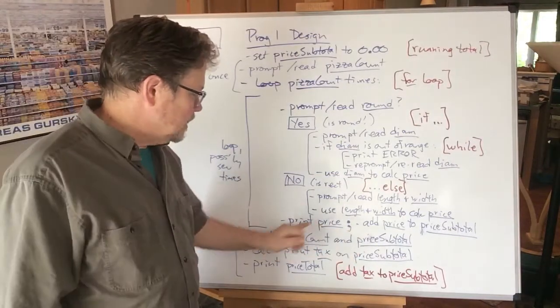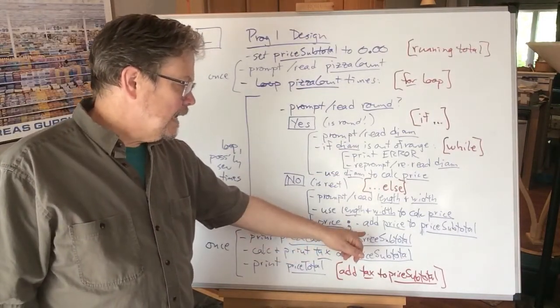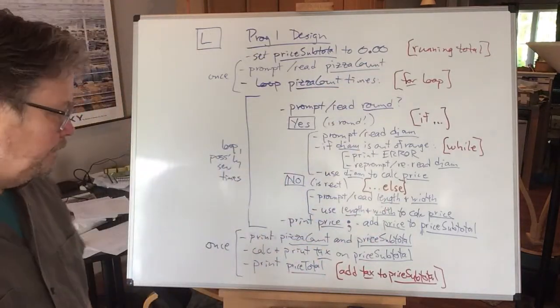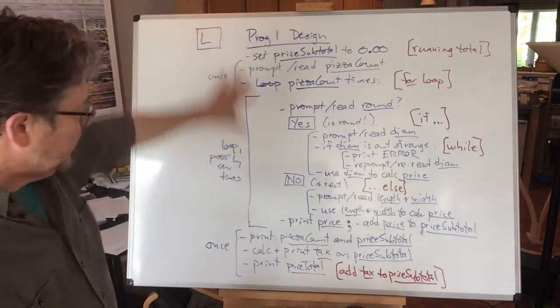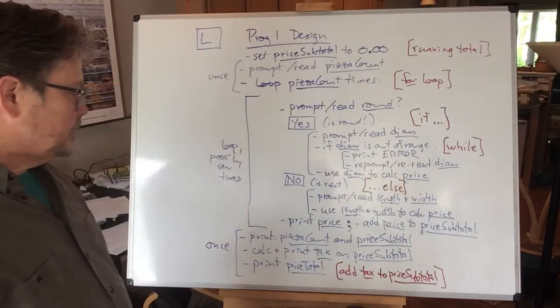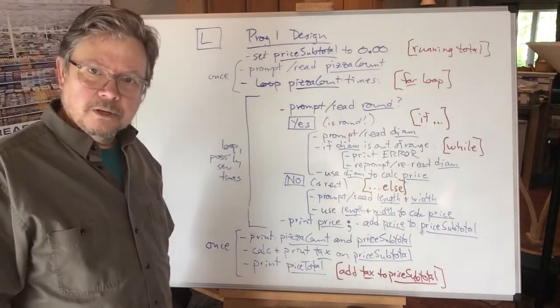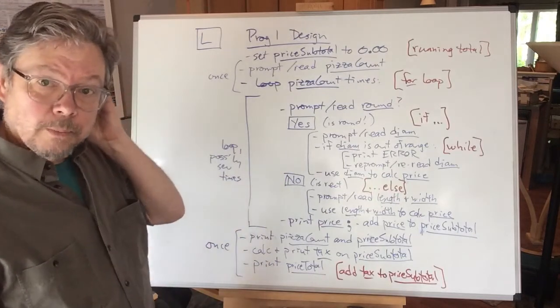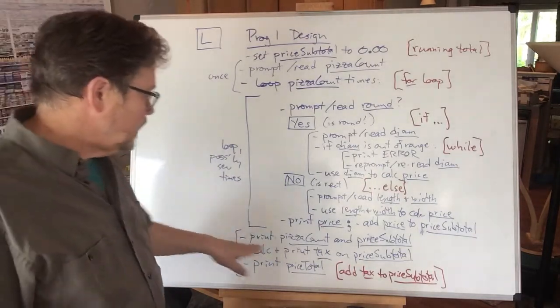And this should have been a separate statement down here beneath it. Add the price to the price subtotal. That's part of using our running total. When all that's done, after the for loop completely executes, it exhausts itself. After we've exhausted the for loop, after the system's exhausted the for loop, and yes, that's the word that's actually used. Then we're ready to print out pizza count.